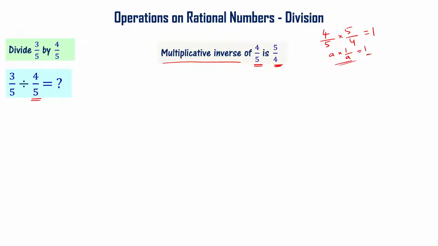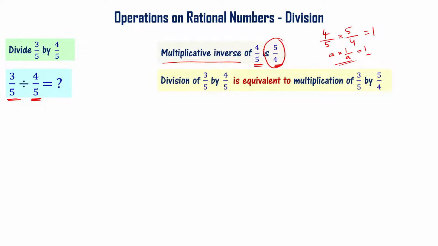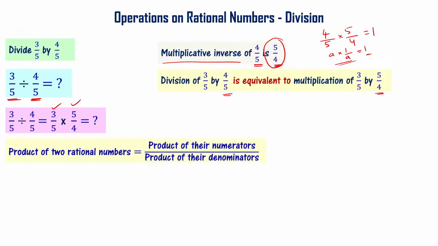Now what I am going to say is, instead of dividing 3 by 5 with 4 by 5, I'm going to multiply 3 by 5 with 5 by 4. Instead of division, I'm making it a multiplication problem. When I do that, this is a simple multiplication problem, right? We have seen the numerator is going to be the product of numerators and the denominator is going to be the product of denominators, right? For that reason, it is going to be 3 into 5 divided by 5 into 4. It means 15 by 20. Otherwise, I can cut these two 5s. 5 and 5 are getting cancelled. What I have is 3 by 4.